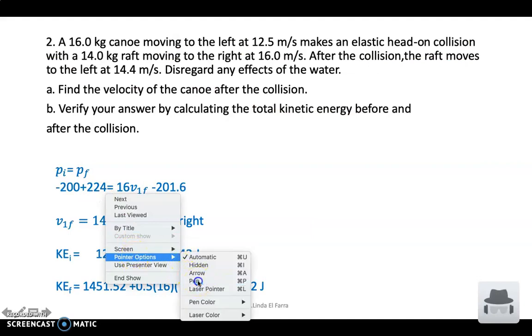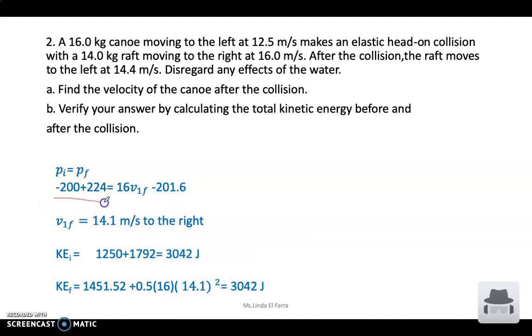You go back to the table and you add all the initial values for the first object and the second object. Similarly, all the final values for the first object and second object. You will have an equation. Solve it, math now, and find the final velocity of the canoe. The final answer is positive, which means to the right.